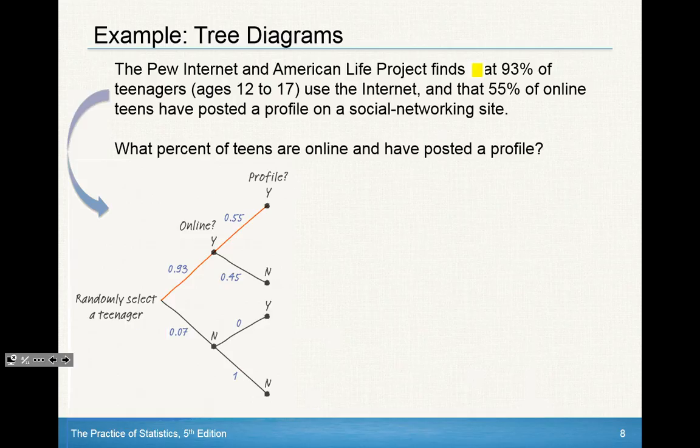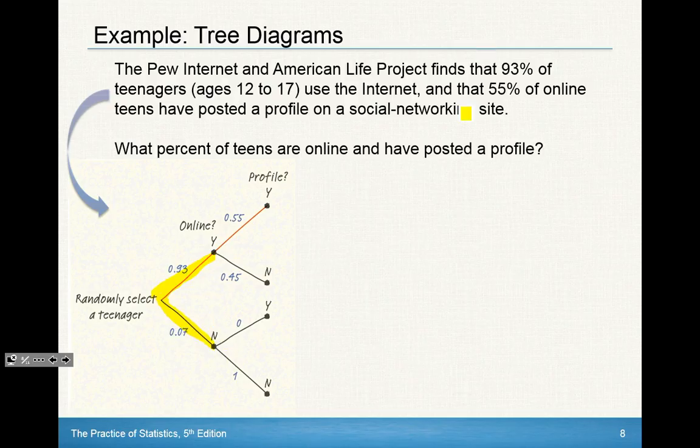Let's walk through it a little bit. 93% are on the internet. So if 93% are on the internet, then it should make sense to you that 7% are not on the internet. So you either are or you are not. So if we know 93% are, then that leaves 7% to be off of the internet. Remember, your probability does have to add to 1. So if we do 1 minus 0.93, it tells us this 0.07 is left over.